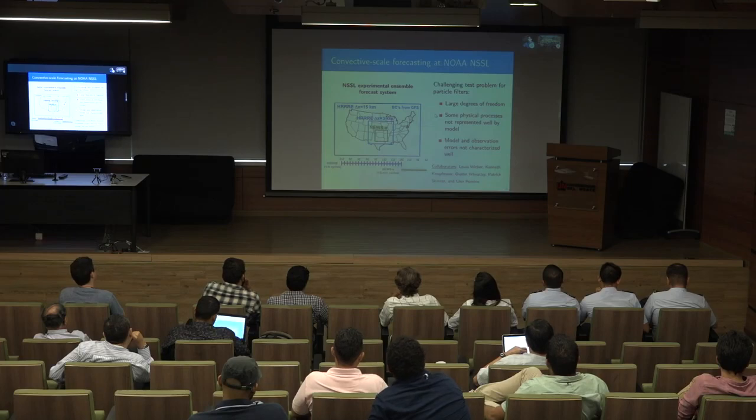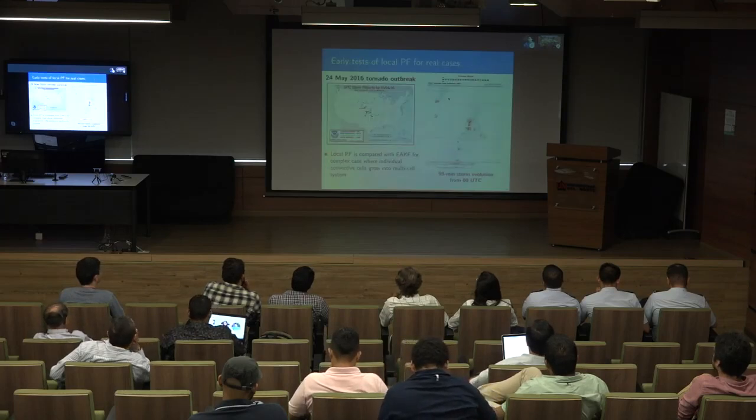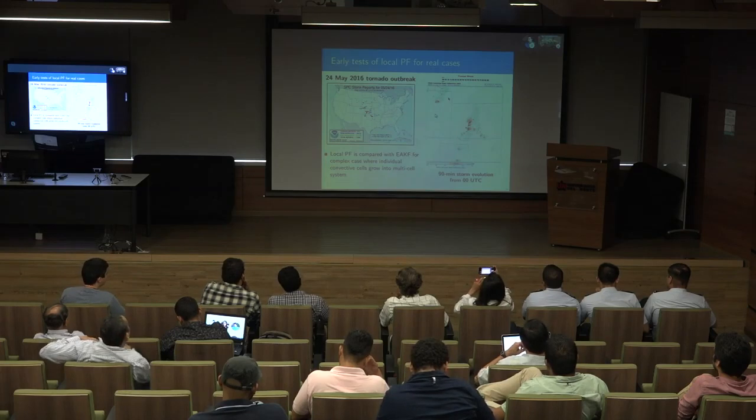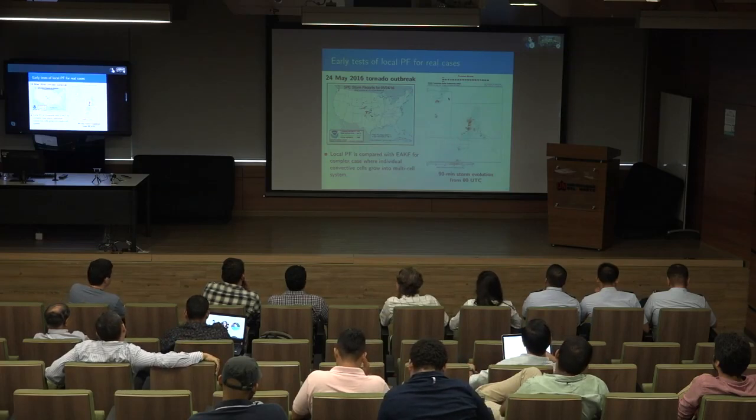And this, of course, is very challenging because these convective cells have pretty large degrees of freedom. We're not representing a lot of the physical processes well, and model and observation errors are also not characterized very well. And what I'm going to show first is this initial case, which was a pretty damaging event in the U.S. And so it is a severe convective outbreak that produced several tornadoes over the central U.S. And the actual tornado reports are shown here by these red markers. And we also have reports of high winds and hail and other events.